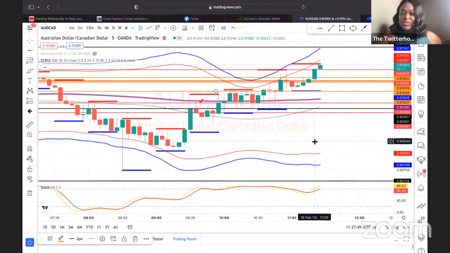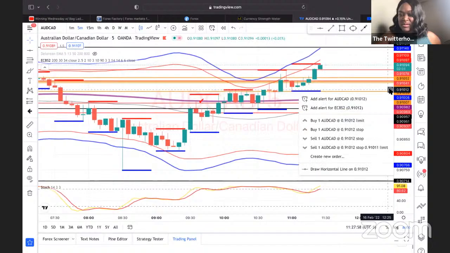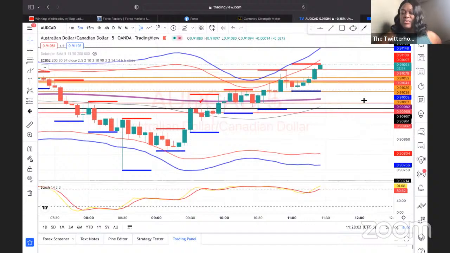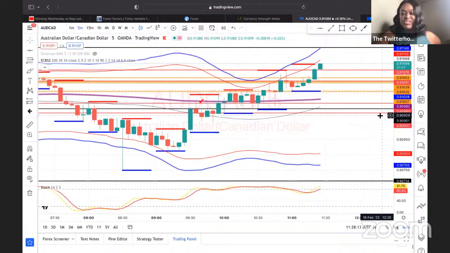So what I can do is set an alarm. I can go here, hit that plus button, add alert for AUD CAD. So now when price comes a little bit above, I set it at 012, right? But I want to get in at 008 if that happens.